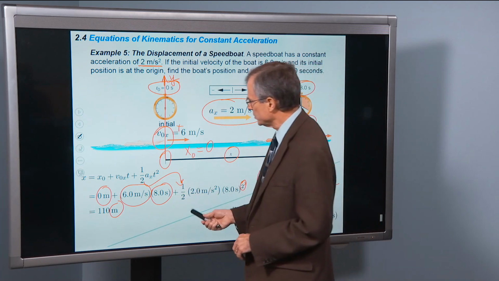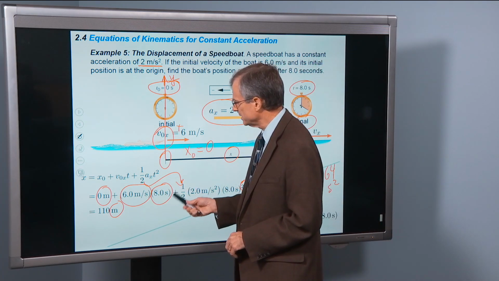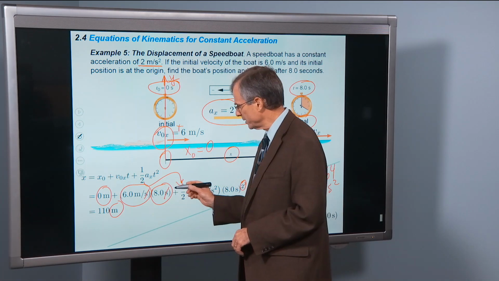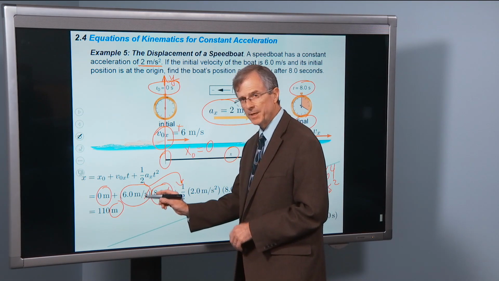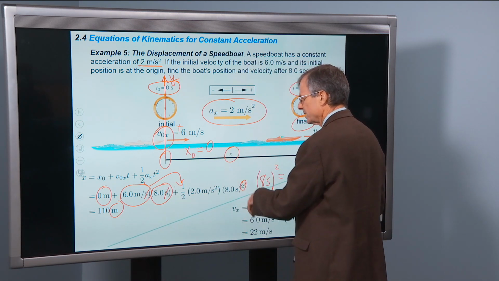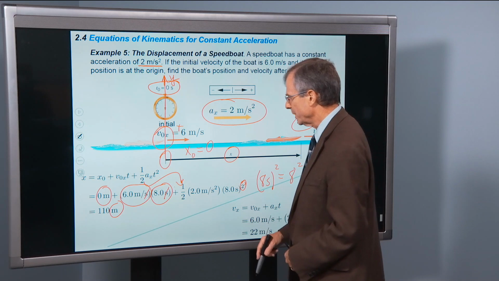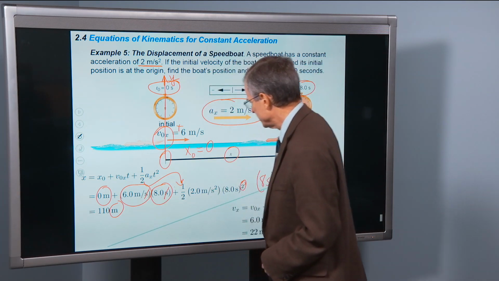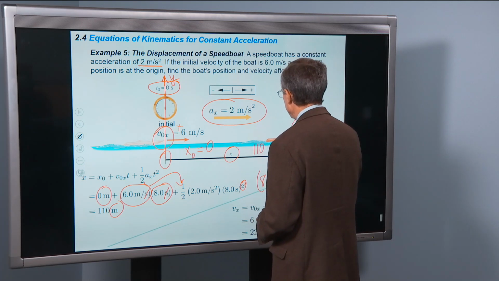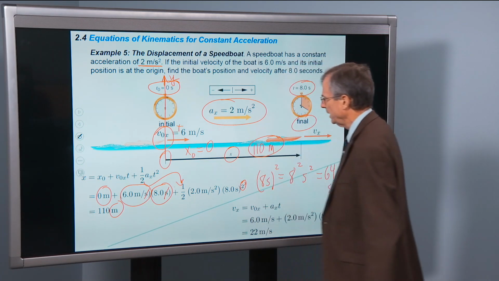All right, here do the units work out. Meters per second times seconds. This second kills that second, one in the numerator, the other in the denominator, and we get meters. 6 times 8 is 48. I get 64. 64 plus 48, 110 meters. So that's the position. That's how far it's gone after 8 seconds.